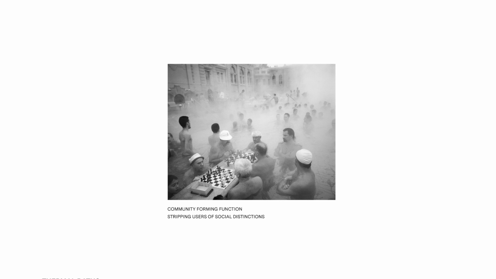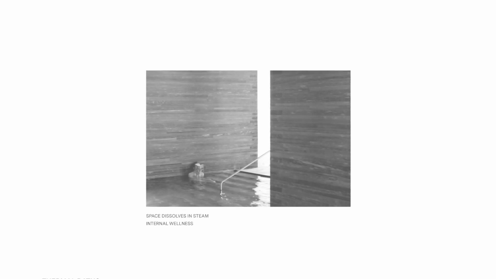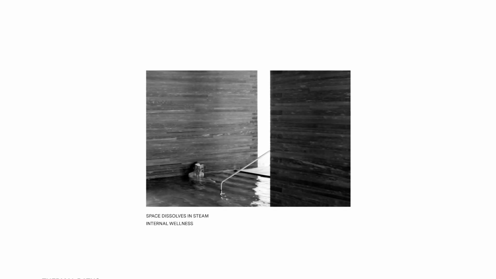This led me to the typology of a bathhouse, influenced by various historical and local references. The bathhouse throughout history has a community-forming function that strips its users of their social distinctions. So with my target stakeholders being adults transitioning to old age, it seems that the bathhouse, with the design parti, can unlock a certain kind of spiritual and internal wellness that connects people to nature.